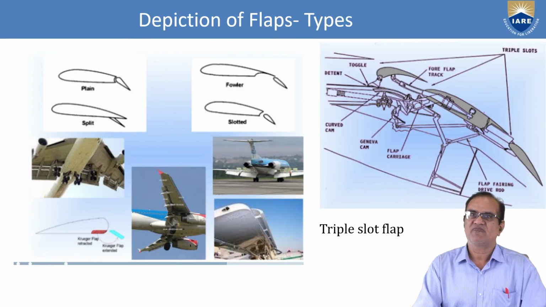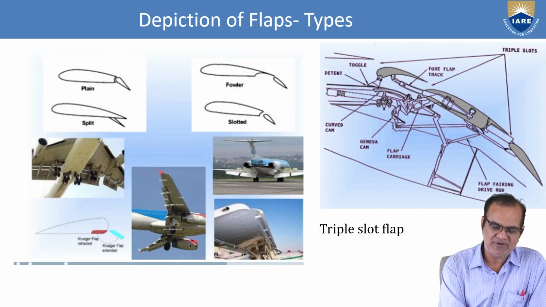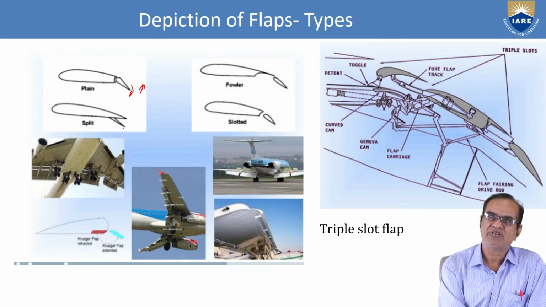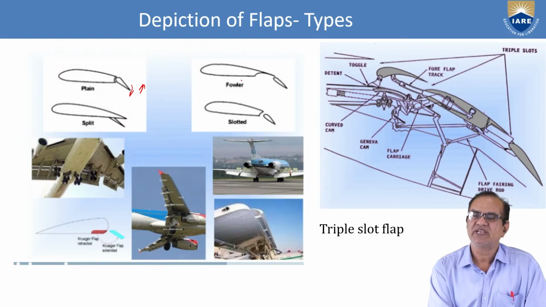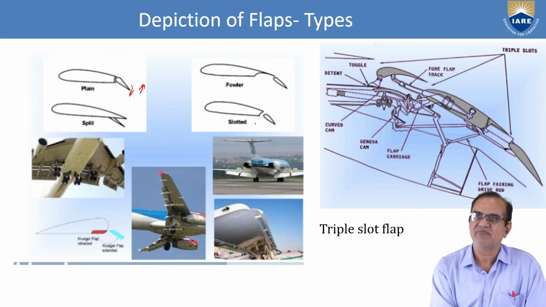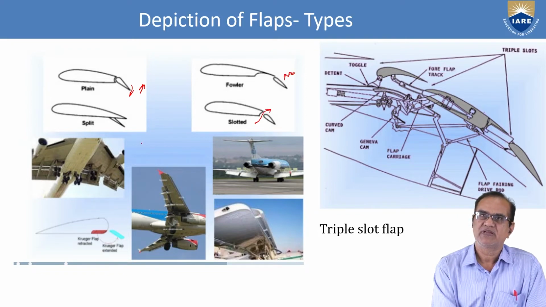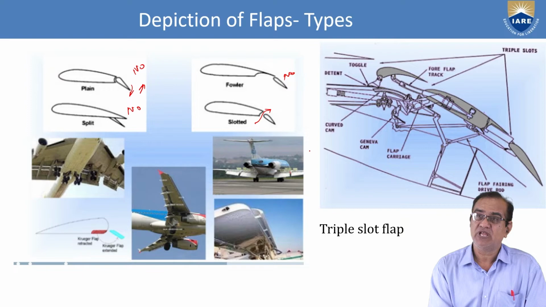Here you can see some flaps. It is a plain flap. It is coming down like this or up. It is split. It is the same, only this one part is coming down here. Okay, so here it is called the Fowler. It will extend from here to here, and this is called the slotted. Some gap is created. In this, no gap. In this also no gap. But in this slotted, it will create the slot, and this will give some high kinetic energy to the wind, and the separation can be avoided.